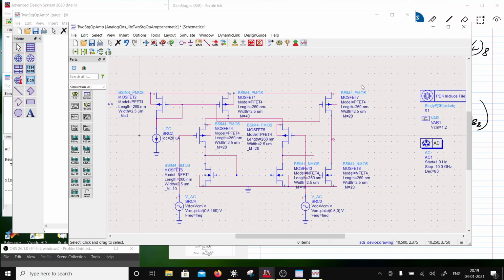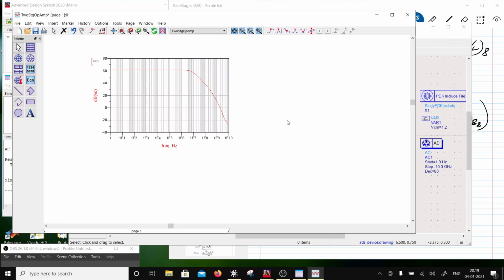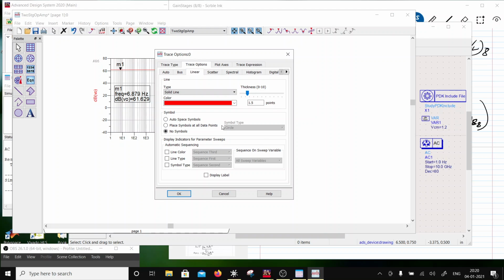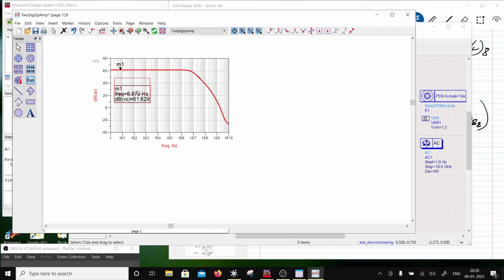Okay, 30 dB gain. What's happening over here? Oh, that's the reason. This should be 40. That's the problem. Okay, now it's correct. Marker new. So this is the gain, differential mode gain. Right? So the gain is around 60 dB.